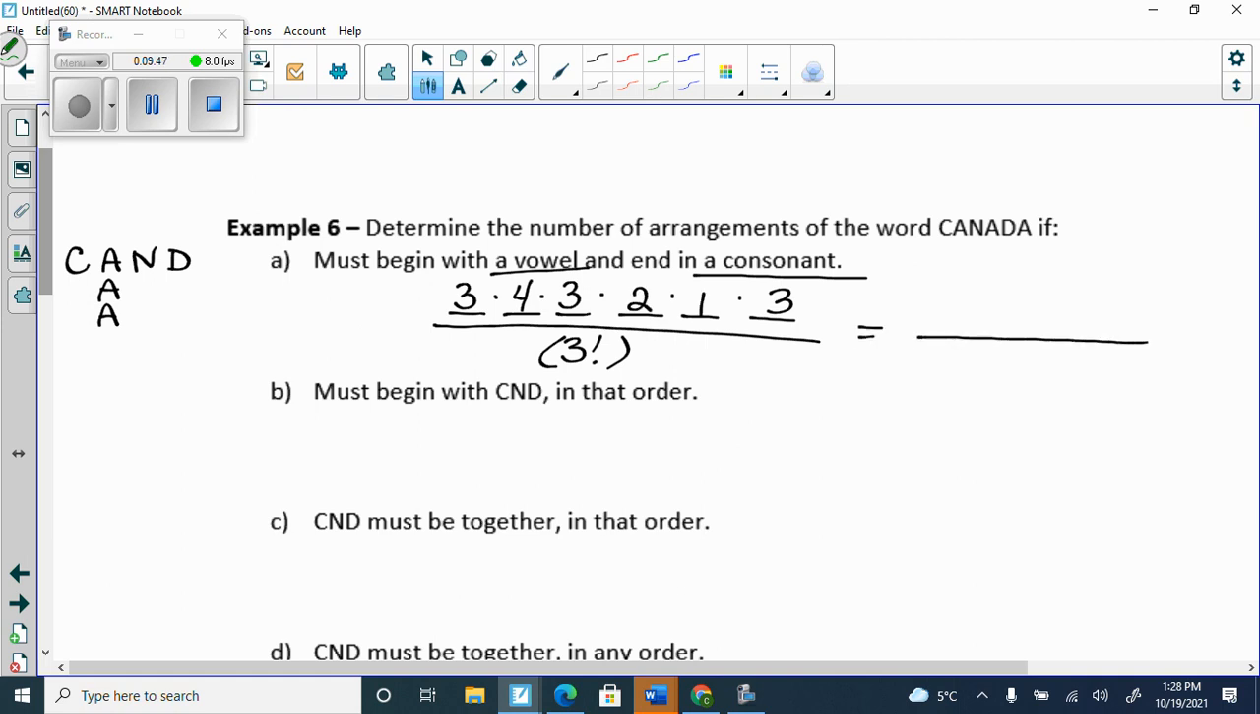Now, paying attention, please. On the top, I have 4, 3, 2, 1, which is 4 factorial. And then I have a 3 and a 3, which is just multiplied by 3 times 3? 9. In brackets, divided by 3 factorial. So we get 24 times 9 divided by 6. So technically 4 times 9. 36?